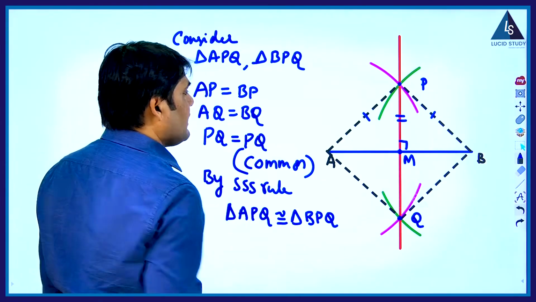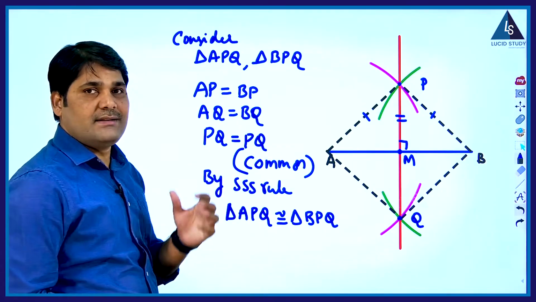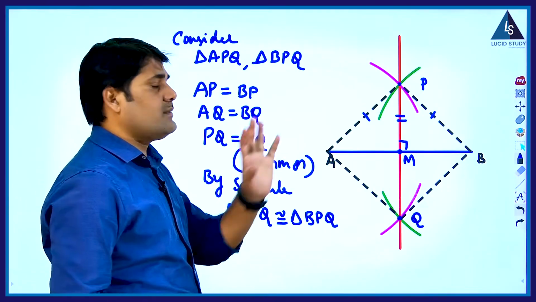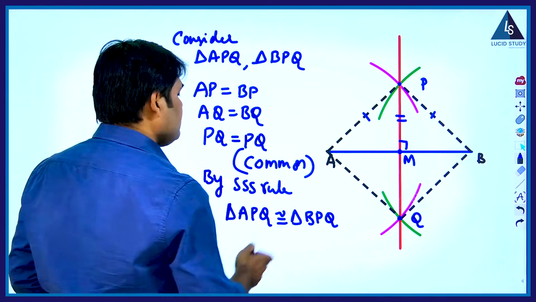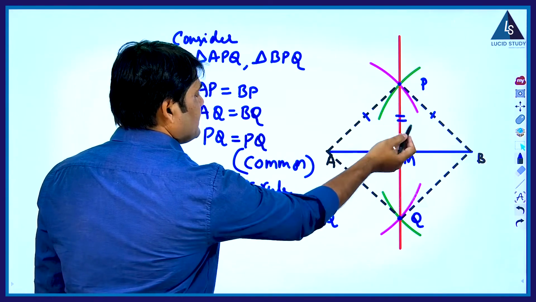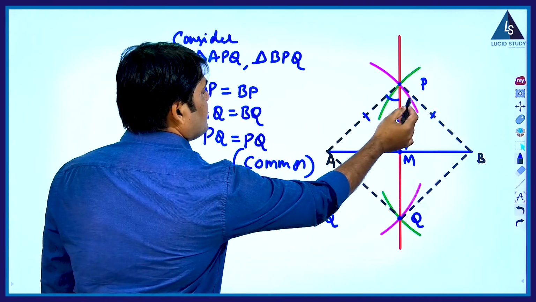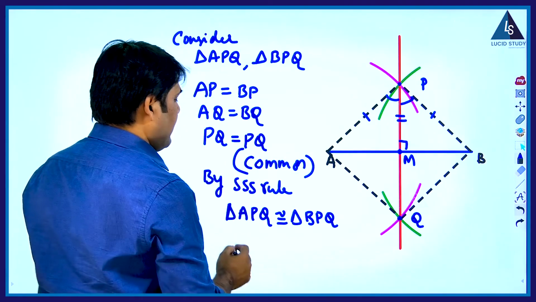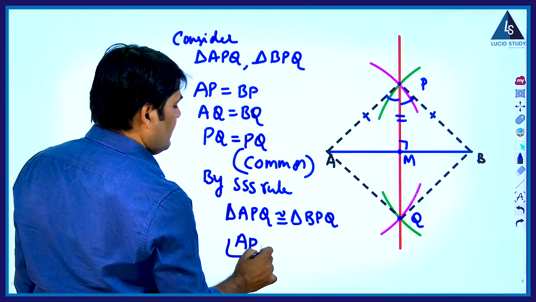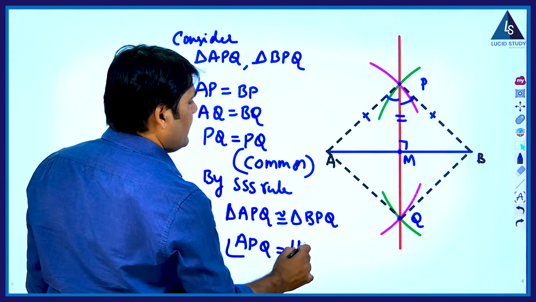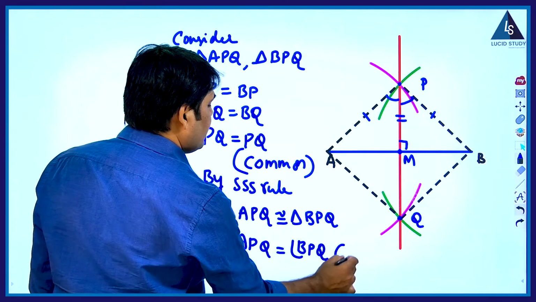If two triangles are congruent, then their corresponding sides and angles are equal. Already corresponding sides are equal. Now let us take corresponding angles. So corresponding angles means in these two triangles, see, these two angles are equal. So that is what I am going to write. So angle APQ is equal to angle BPQ by CPCT.